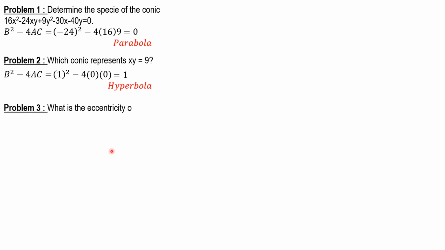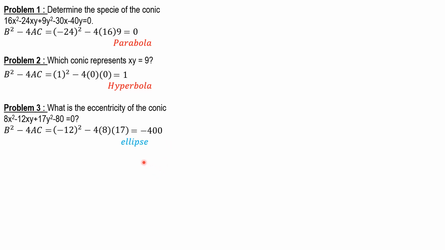Problem 3, what is the eccentricity of the conic 8x squared minus 12xy plus 17y squared minus 80 equals 0. So b is negative 12, a is 8, c is 17. So negative 12 squared minus 4 times 8 times 17 is equal to negative 400. So it is an ellipse, and an ellipse has an eccentricity which is less than 1. So the eccentricity is less than 1.